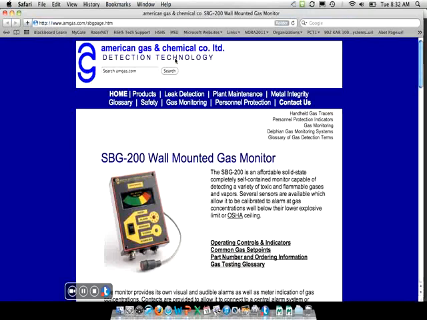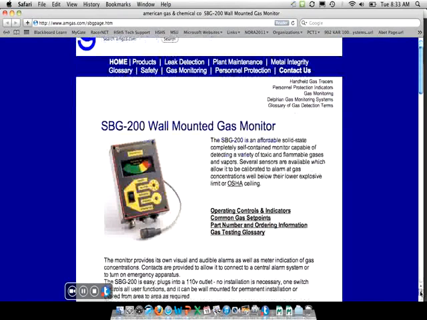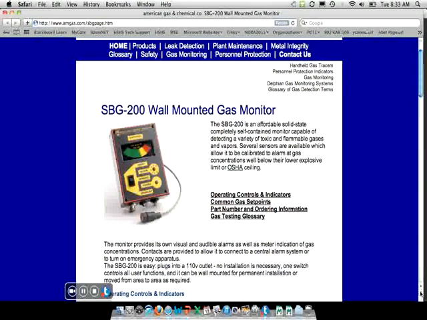This is a link to a solid-state sensor, and an application of where you're typically going to find them. This is the SBG200 wall-mounted gas monitor. It's an affordable, solid-state, self-contained monitor capable of detecting a variety of toxic and flammable gases and vapors. It has several different sensors available, well below their explosive limit or the OSHA ceiling.